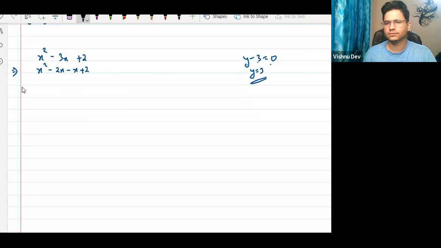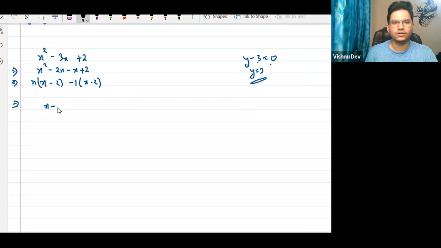If you take x common from these two, I will say x minus 2. Take minus 1 common from the other two, I will have x minus 2. So can I say that the factors will be x minus 2 into x minus 1? Yes or no?